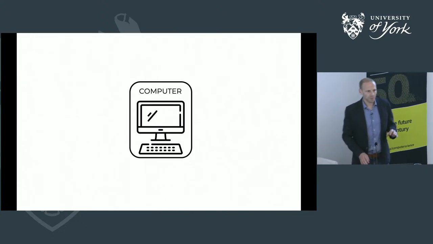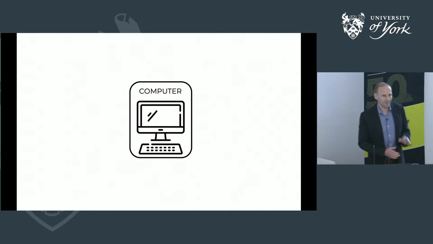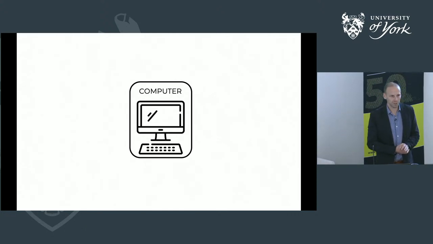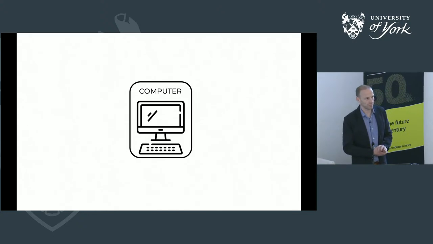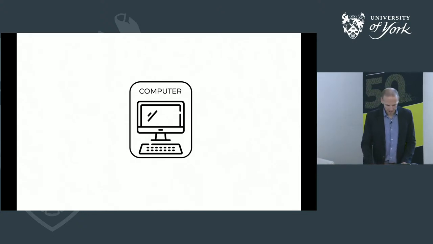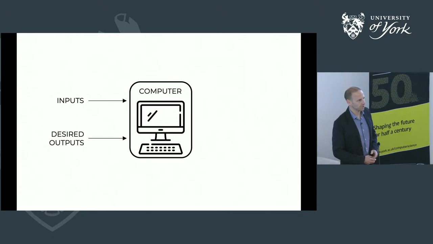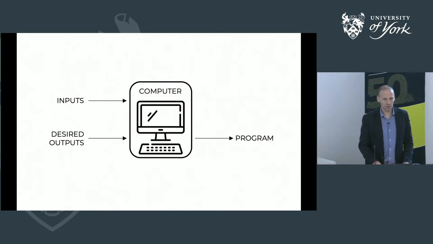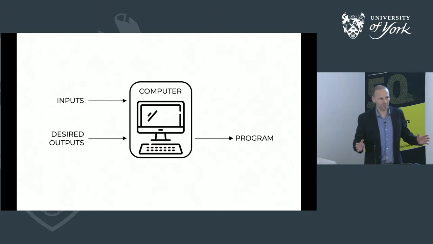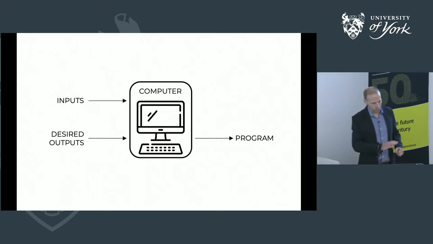So the first thing I want to say about machine learning is it is a completely different way to make a computer do something. It's fundamentally different to writing a program to make the computer do something. Instead, at least in supervised learning, you provide inputs and the corresponding desired outputs. And then the computer creates a program. This sounds remarkable and amazing, but I'll crush that in a minute.